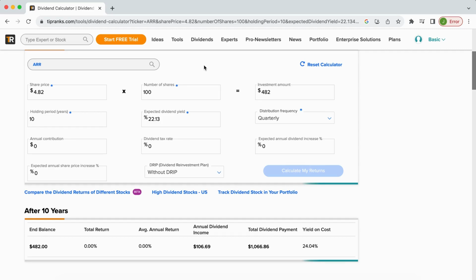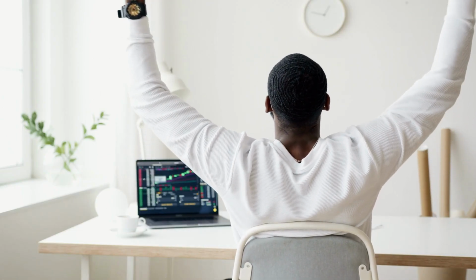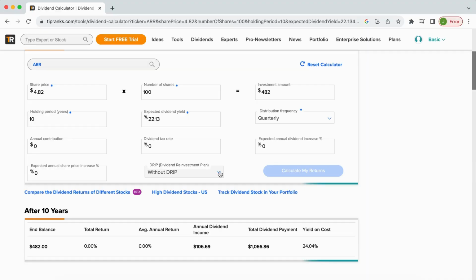Now with this calculator, they have a DRIP enabled and a non-DRIP enabled option. DRIP is a dividend reinvestment plan. So it's going to take all of the dividends that you have received and reinvest them by buying more stock to snowball your dividends into a much larger gain and return after a certain amount of time.